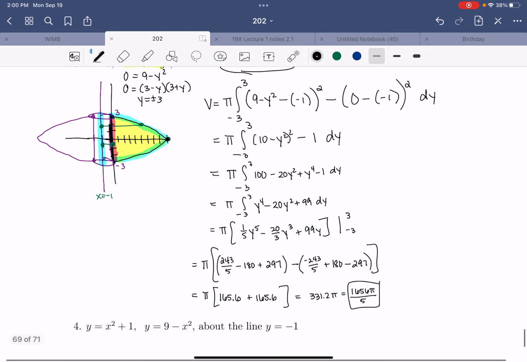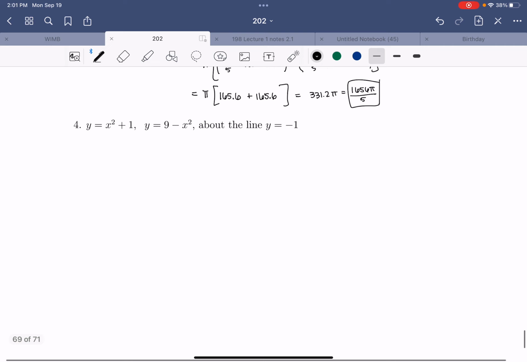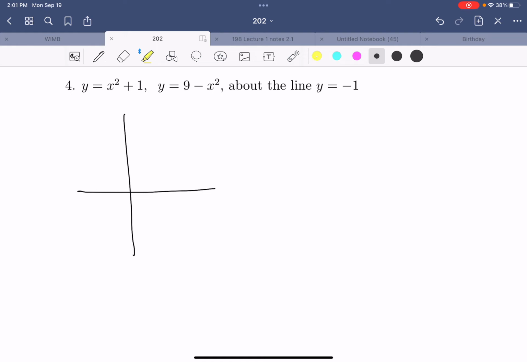So that one is a y equals around a line, okay, around a vertical line. This one in number 4, we're rotating it around the line y equals -1. So let's get our graph first. So that we have the function, let's go, yellow is our first one. So x squared plus 1, my vertex is at 1 and it's opening up.